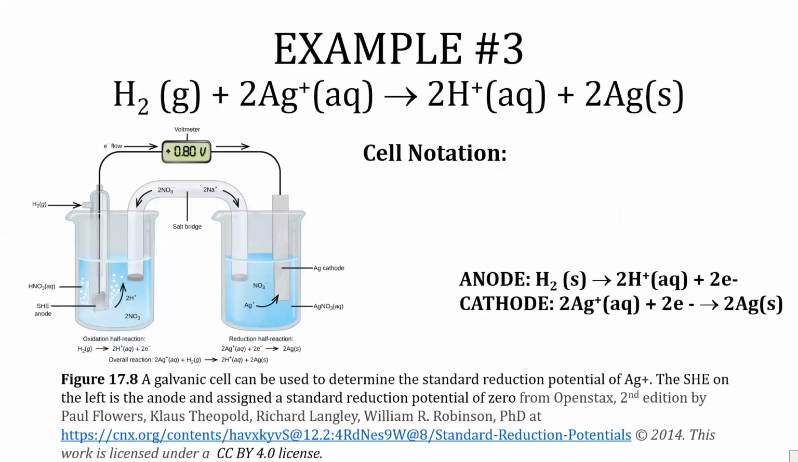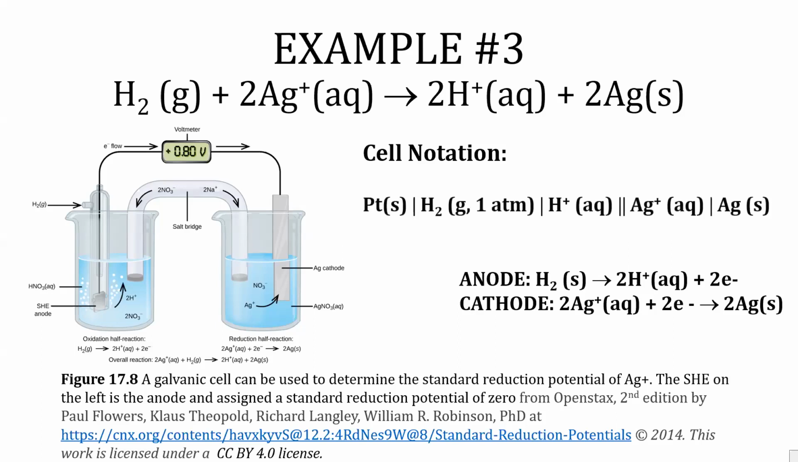The third example is hydrogen gas plus 2 silver plus, forming 2 hydrogen ions and solid silver. The cathode half reaction is in the right half cell, and the left half cell contains the anode half reaction. The cathode has the reduction of aqueous silver plus, forming solid silver, and the anode has the oxidation of hydrogen gas, forming aqueous hydrogen plus ions. The cell notation is solid platinum, single bar, hydrogen gas, single bar, hydrogen ion, double bar, silver plus ion, single bar, solid silver.